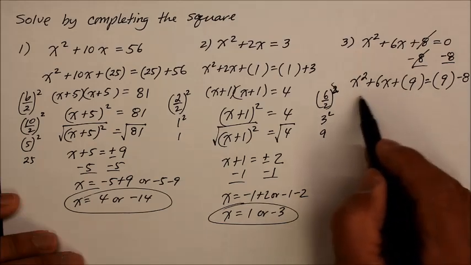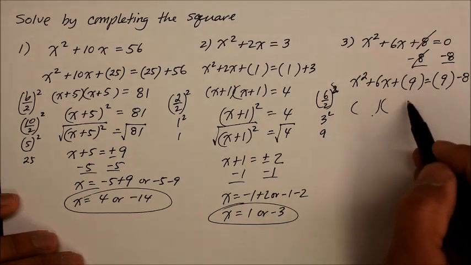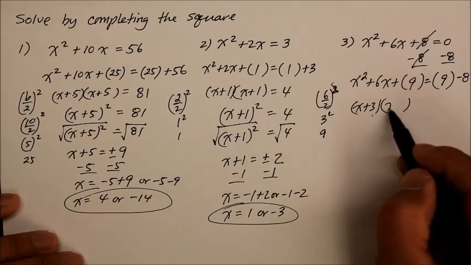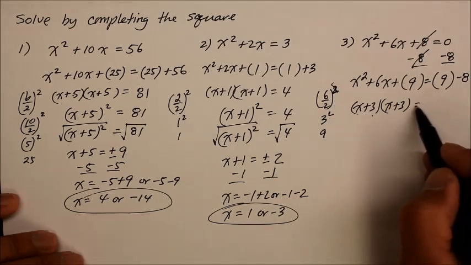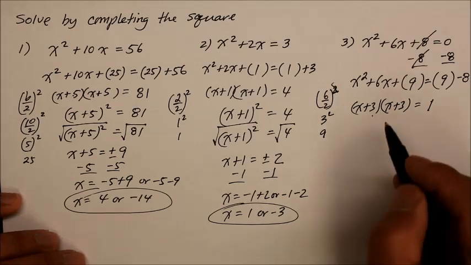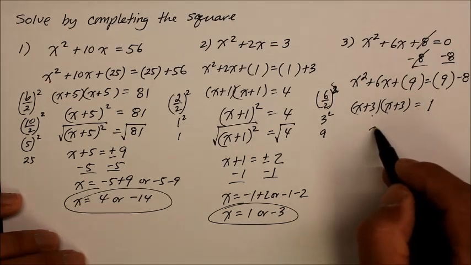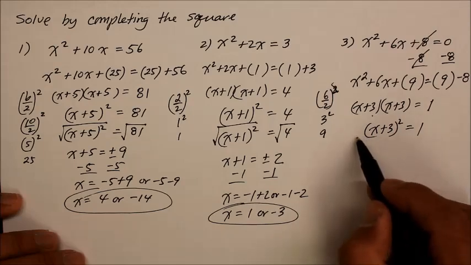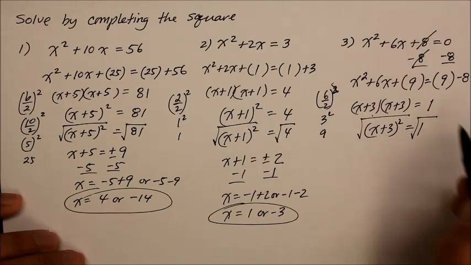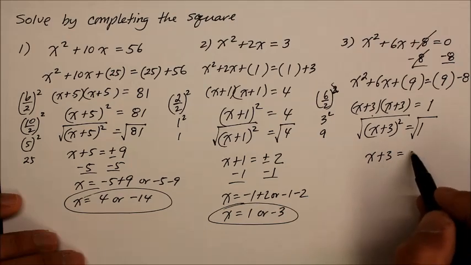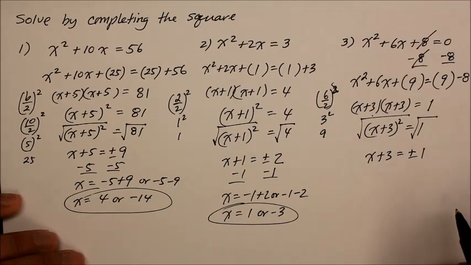Now we're going to factor this trinomial, knowing that it's going to be identical binomials, x plus 3, x plus 3. And on the right side, 9 minus 8 is how nice, huh? Put it in a single expression, x plus 3 squared is equal to 1. And we're going to do this by square rooting both sides. So you get x plus 3 is equal to plus or minus 1.